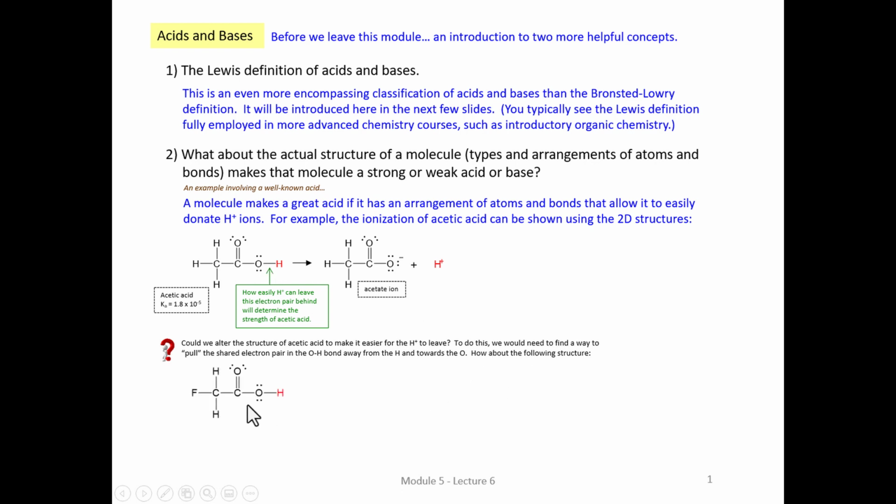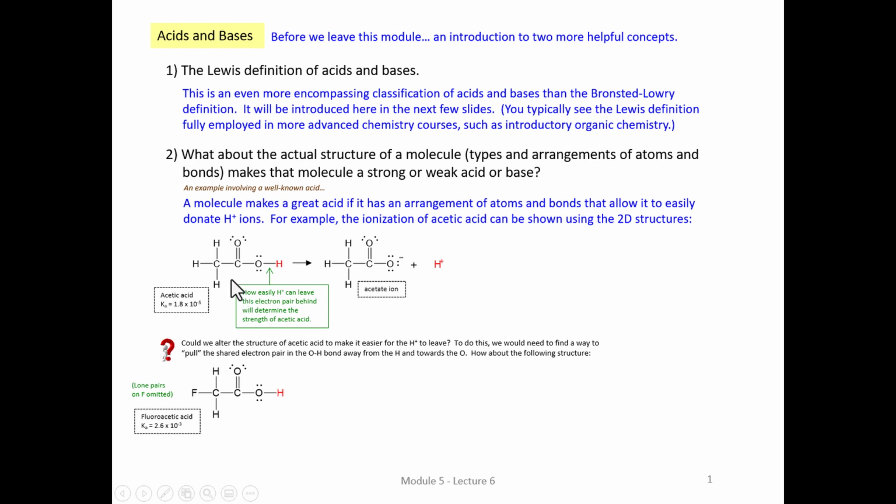So let's propose the following structure. Suppose we substituted for a hydrogen here a fluorine atom. And remember, fluorine is very electronegative. And I've drawn the fluorine without the lone pairs here, just to eliminate some crowding in the drawing. This is called fluoroacetic acid, and indeed, that minor structural change does make this a more powerful acid than acetic acid. You can see it's still considered a weak acid, but it's about 100 times stronger, according to its Ka value, than acetic acid.